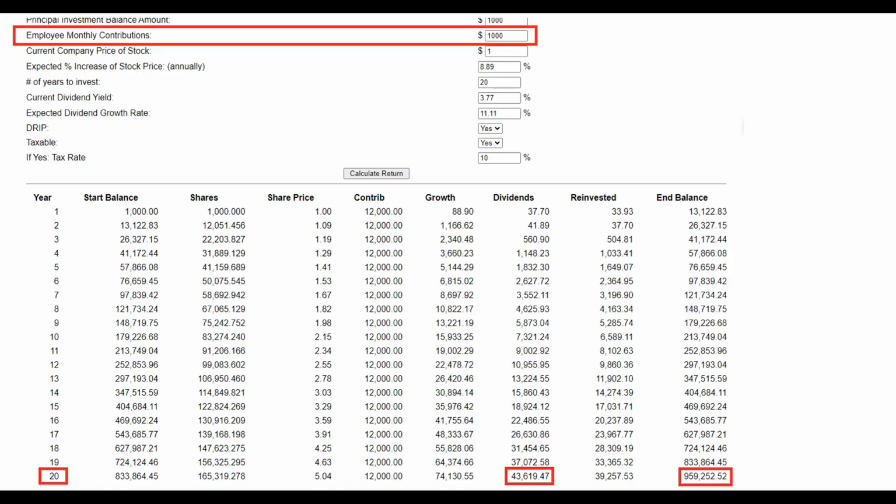Let's say you are only going to invest $1,000 every month from your salary without initial starting capital. What would that look like? As you can see, the result is an astonishing $959,000 portfolio worth and $43,619 yearly dividend. This is just from investing $1,000 every month, consistently, without any starting capital. With time, things get really good.